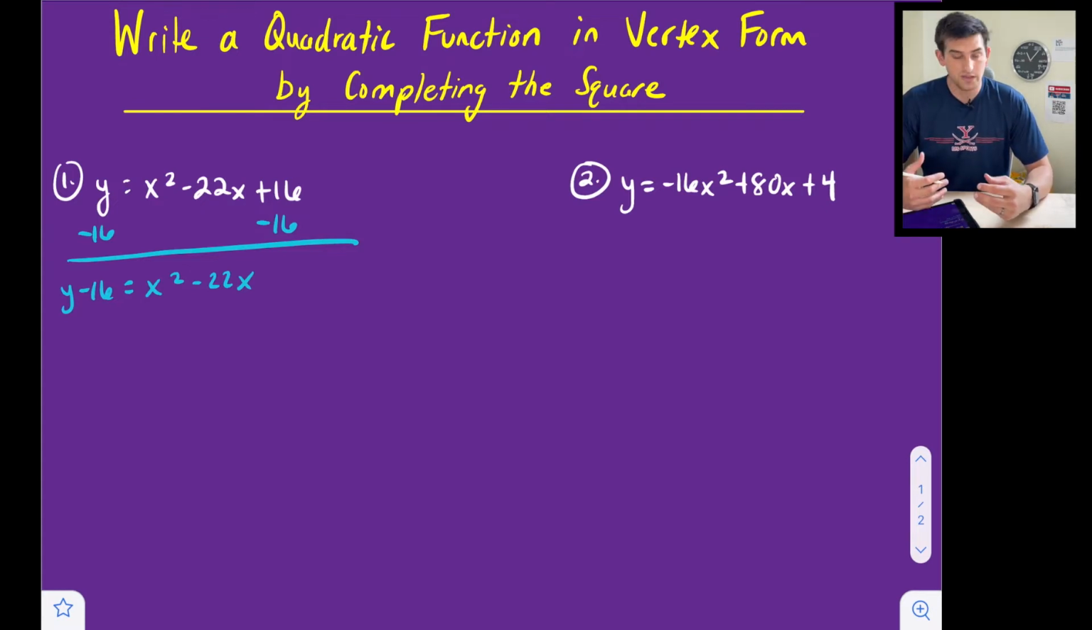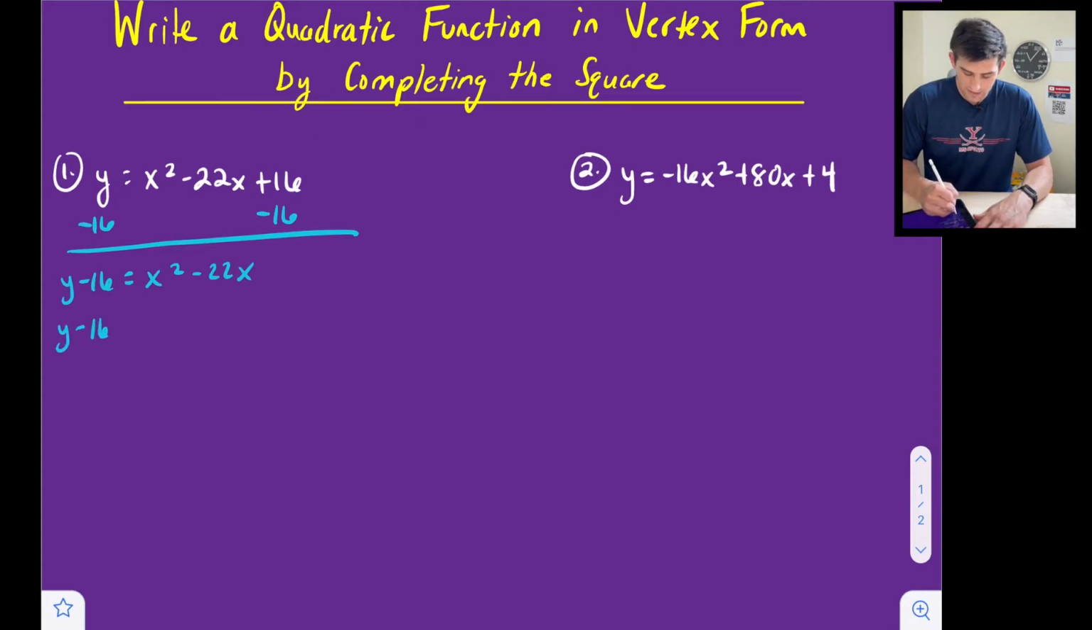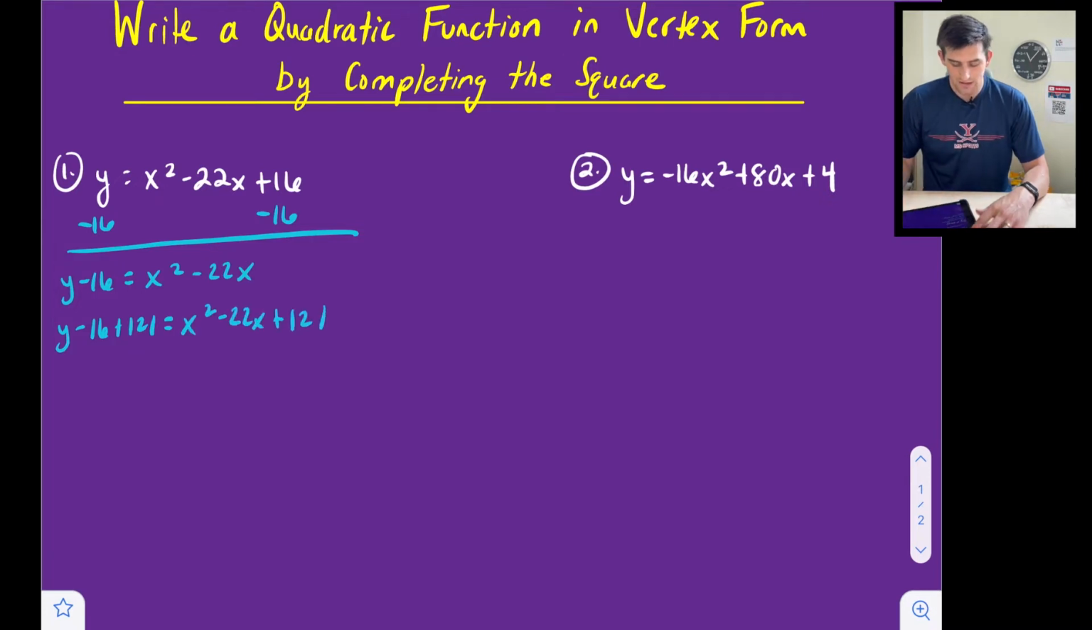So we take 22 divided by 2, we get 11, square that and we get 121. Now remember we need to add that to both sides. So we get x squared minus 22x plus 121. And now for the left side we also have to add 121, right? So now we have negative 16 plus 121, and we get 105.